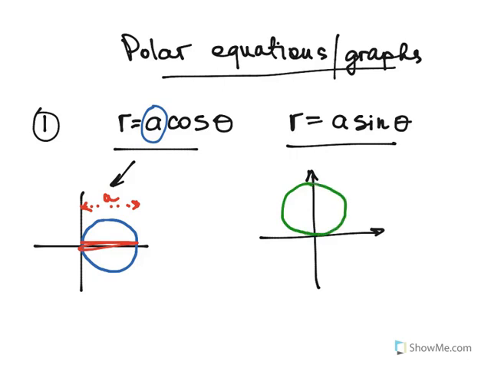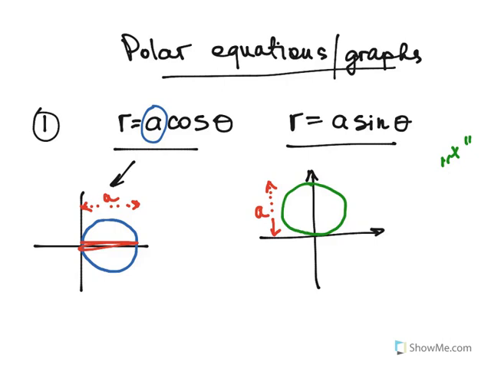it's tangent to the x-axis, and again, this distance is the diameter, and that equals A. So the diameter of the circle that has its bottommost edge at the pole.